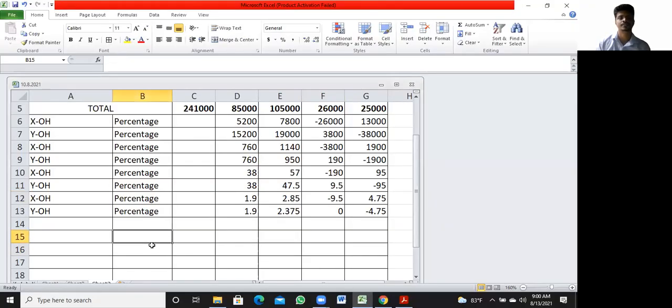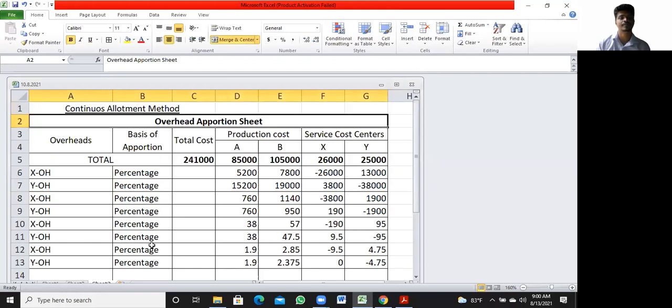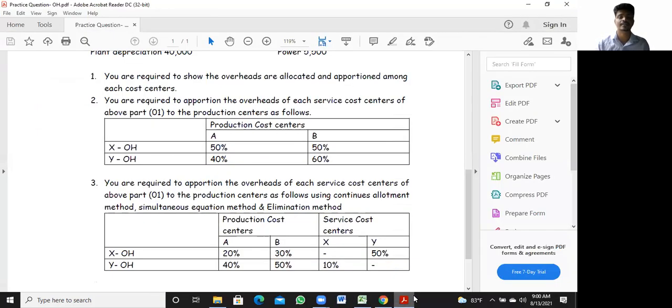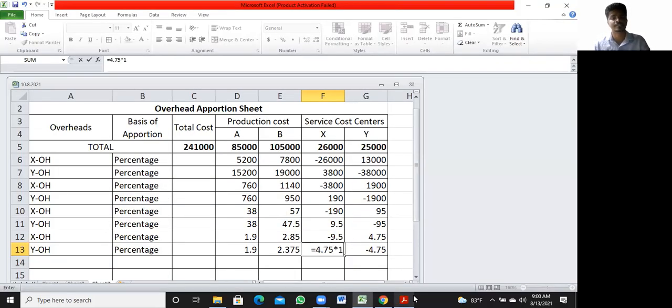Now what will happen? The final one, if we did the sum like this, at the end it will not actually reach zero. Now we are having in service cost center Y 4.75, into 10% for service cost center X. So it's close to 0. So let's make this 0.